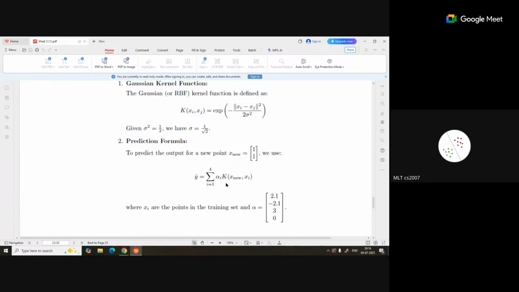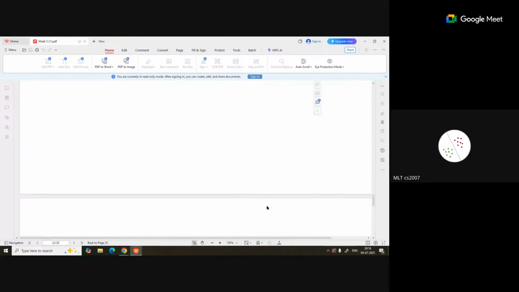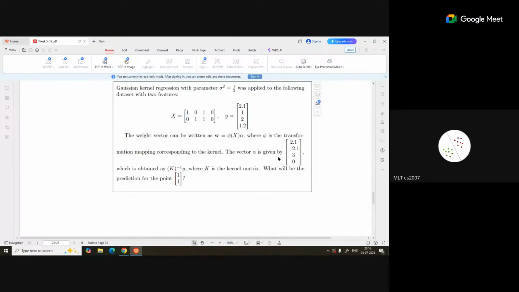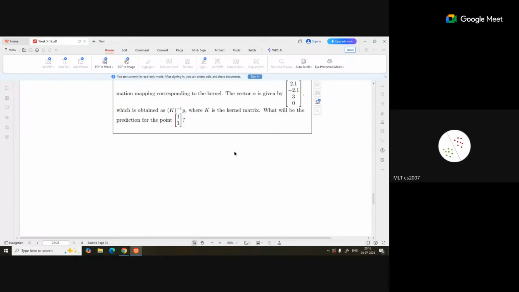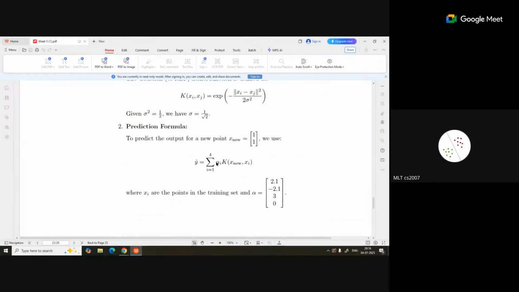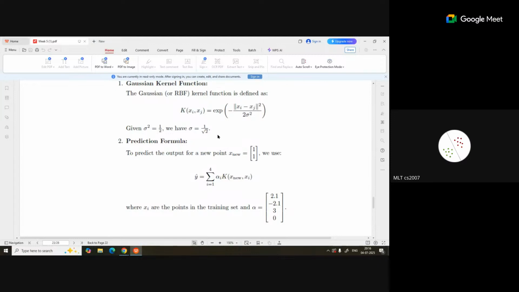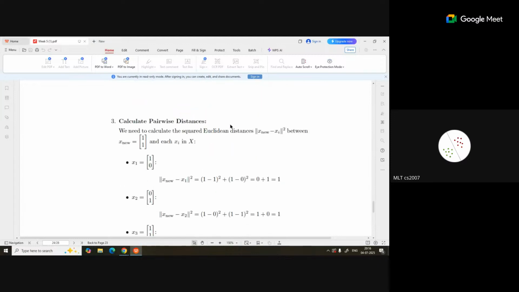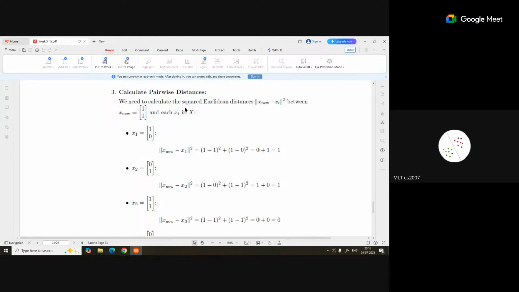Alpha i into a kernel of x nu comma xi. So x nu is like x test, which is 1 1, where xi are the points in the training data set. We have been given alpha in the question, right? So alphas are given. I know x, I know y. Now I know alpha. I know what kernel function we have to use, which is the Gaussian kernel. Now we'll have to find out all of this.